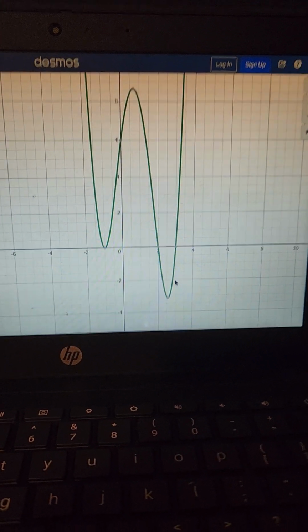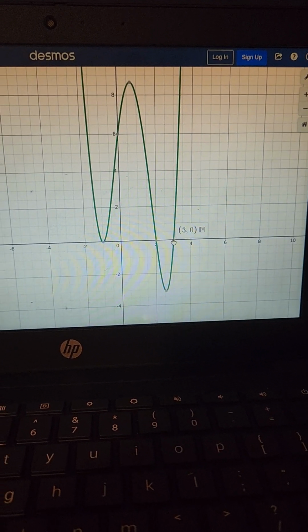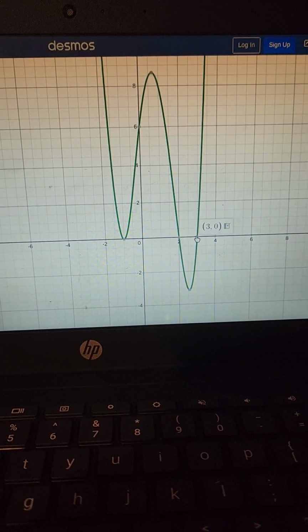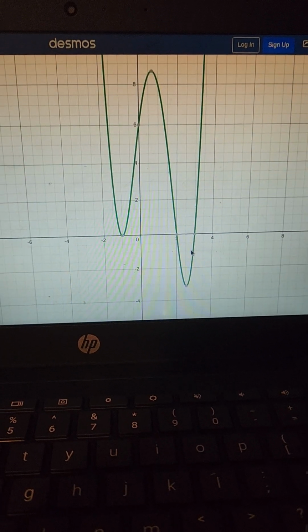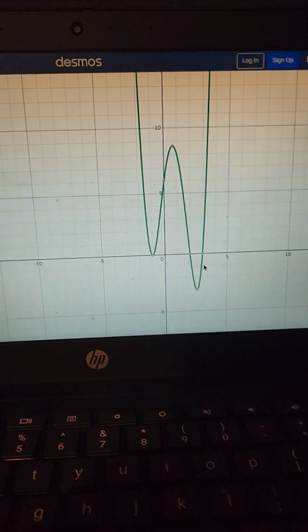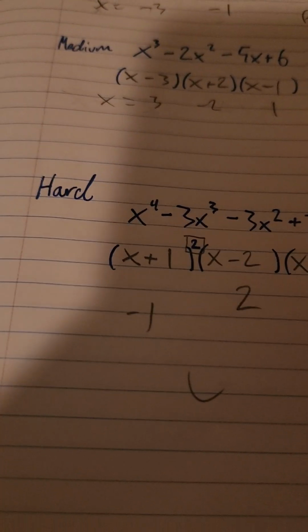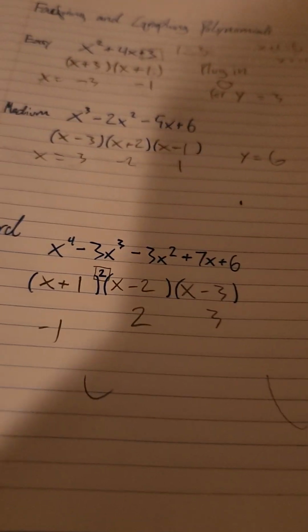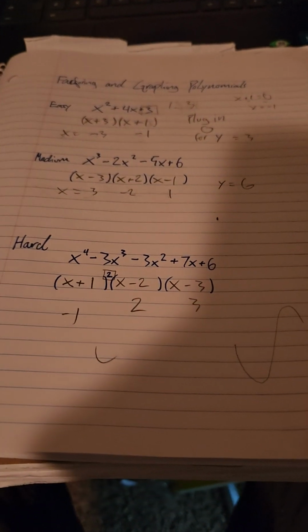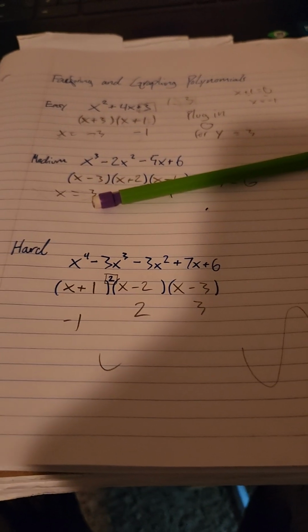It goes down, and then it goes back up again, crossing through the x-axis one more time at 3. And that is how you graph polynomials. Just finding your x-intercepts, and finding how they go through the graph, how they interact with the axes. So that's about it. That's how you graph.